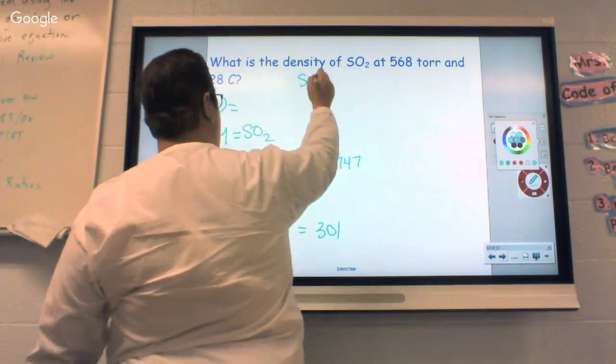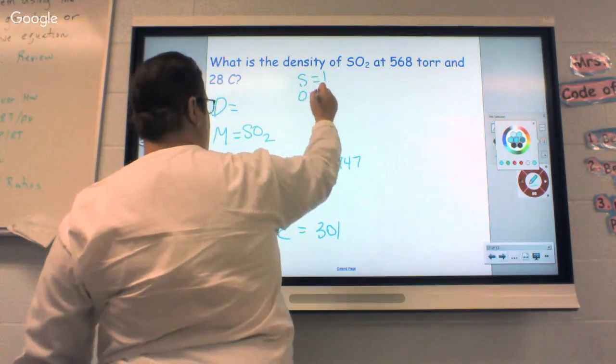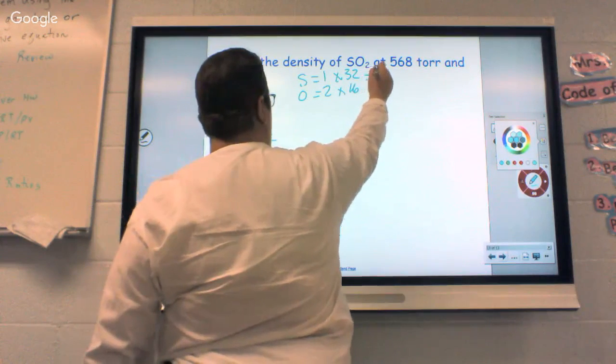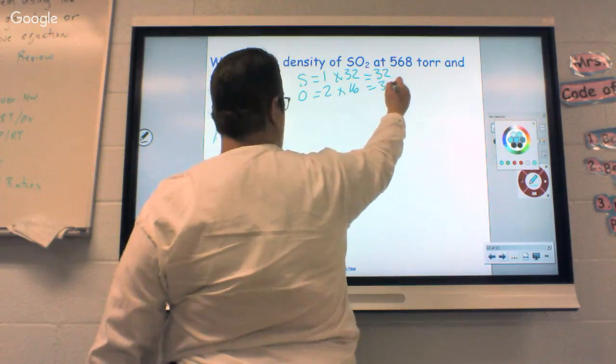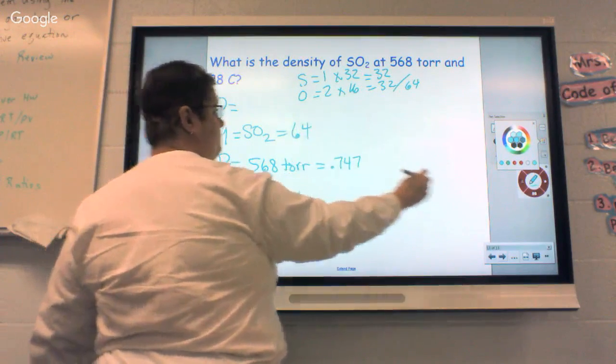And then SO2, there's 1 S. There's 2 O's, so 32 plus 32, you get a grand total of 64. So our molar mass is 64, right?